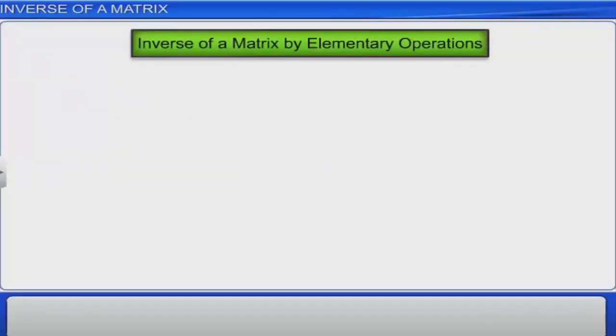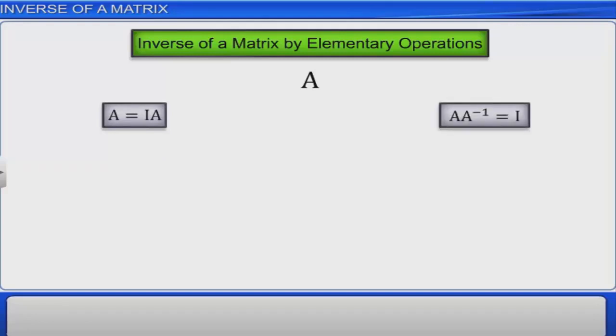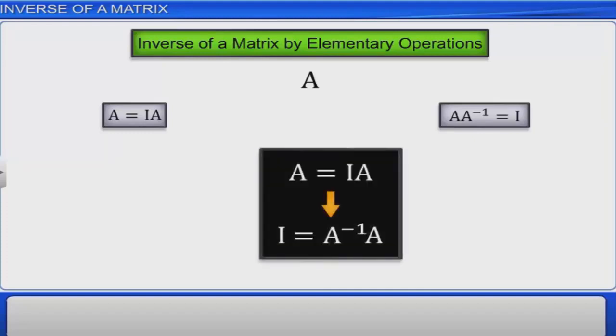Now, let's look at the method where we will find the inverse of a matrix with the aid of elementary operations. Let's see the idea behind finding the inverse of a matrix by elementary operations. Let's consider a matrix A. We can express this matrix as a product of a unit matrix and itself. We saw that a matrix multiplied by its inverse is equal to the identity matrix. We can relate the two relations as shown.